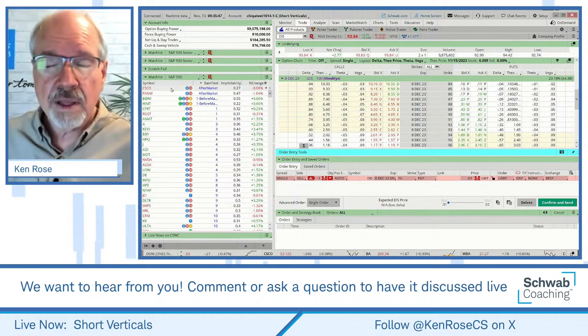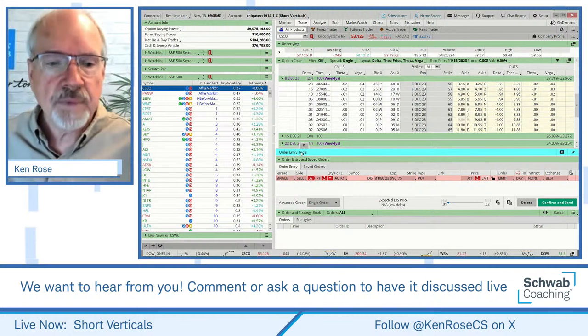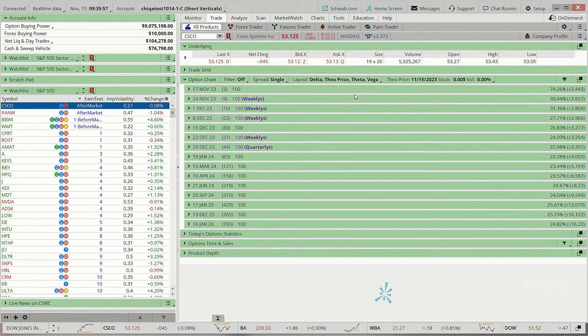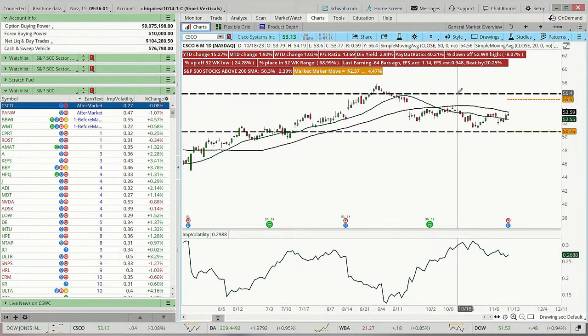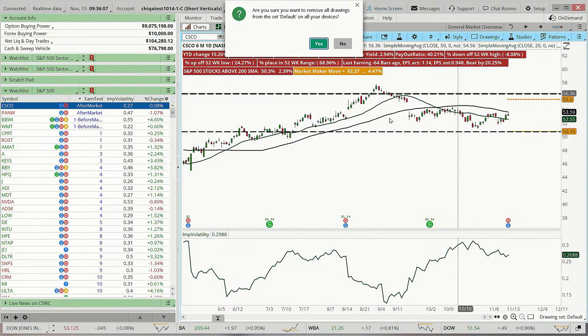Okay, so let's go over here. I'm going to click on Cisco here, and we'll collapse. I'm going to delete this because we had our discussion on that, and come over here to the chart for Cisco. So here is our chart for Cisco. I'm going to delete these lines here so we've got a fresh drawing set right there. Okay, so here's Cisco.